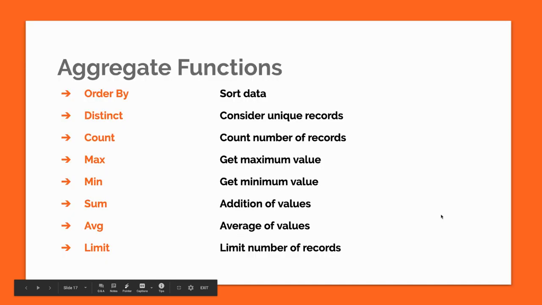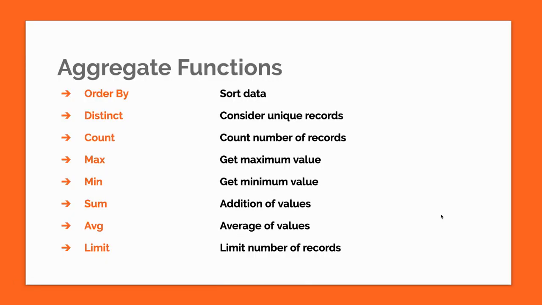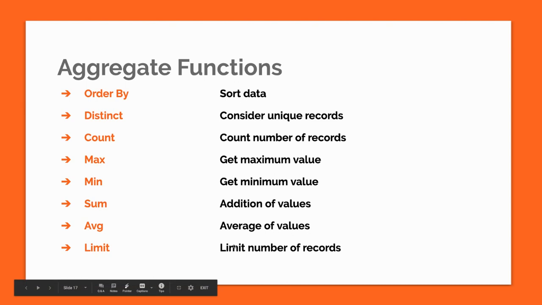So these are the different aggregate functions that we are going to learn today. Order by, which is used for sorting the data. Distinct, for considering unique records. Count, for counting number of records. Max, for getting max value. Min, for getting minimum value. Sum, for addition of values. Average, for average of values, and last, limit, which limits the number of records.